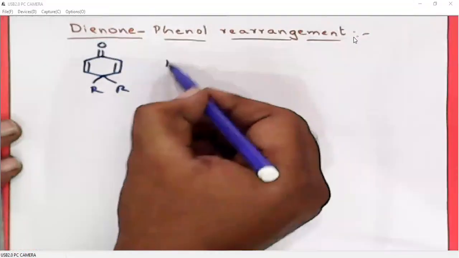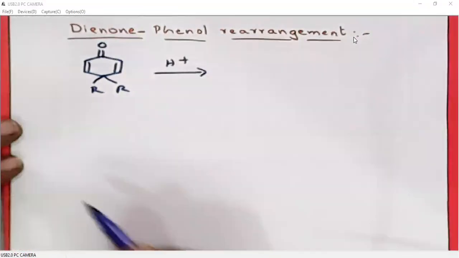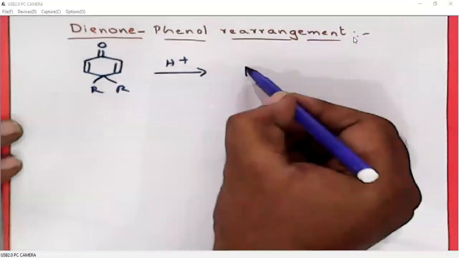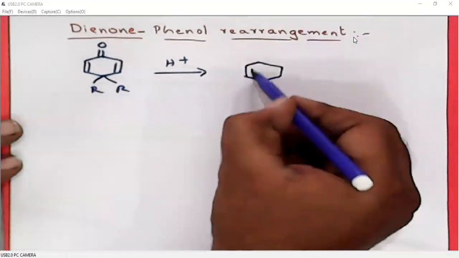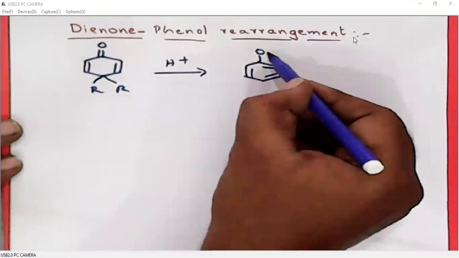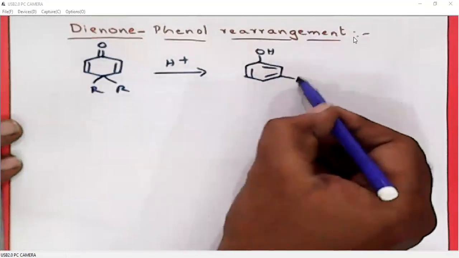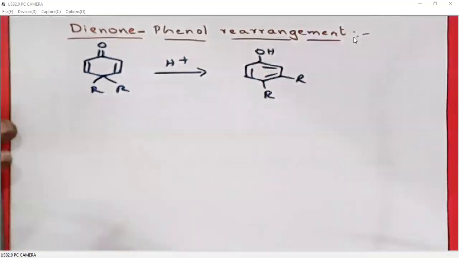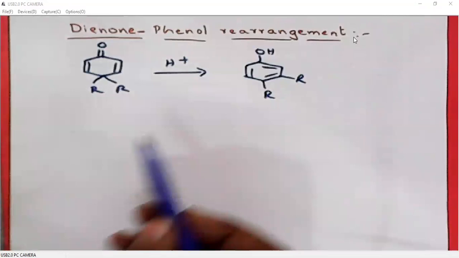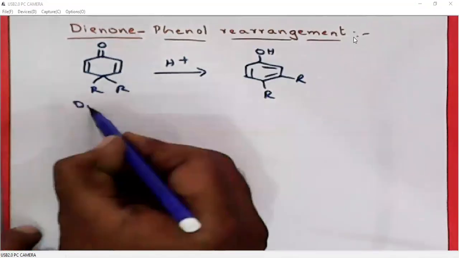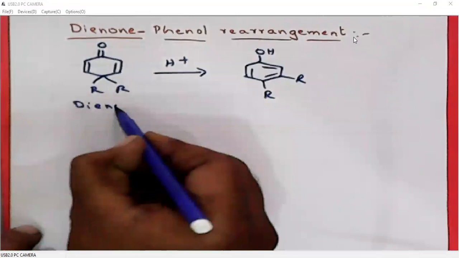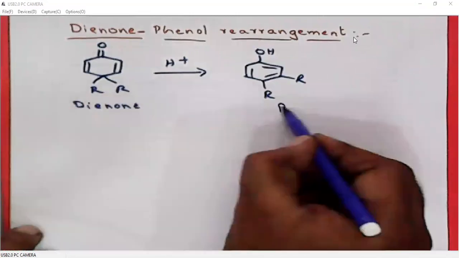When it is treated under acidic conditions, it will be converted to phenol either with alkyl or hydrogen migration. So what we will have? We will have either 1,2 alkyl migration or 1,2 hydride migration, so that it will be converted to phenol. This is dienone, this is phenol.